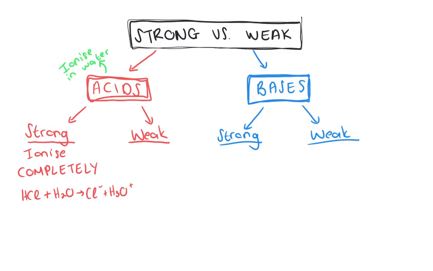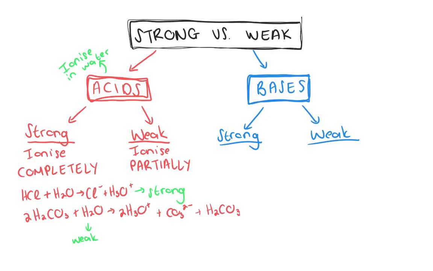But a weak acid will only partially ionize in water. And these are mostly your carboxylic acids or your weak acids. Or let's say, for example, we have carbonic acid. It's also a weak acid. So that means that not all the carbonic acid that is in my water will ionize to form my hydronium ions. There will still be some carbonic acid left.